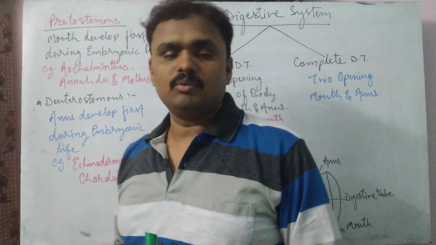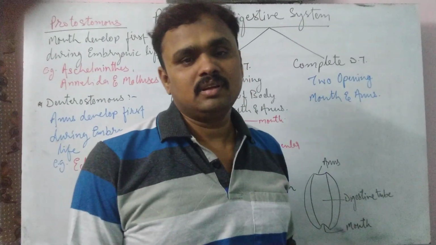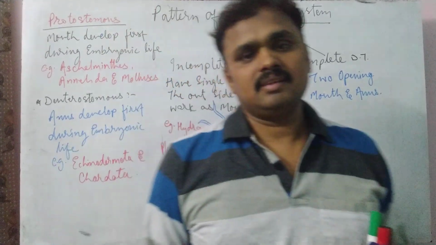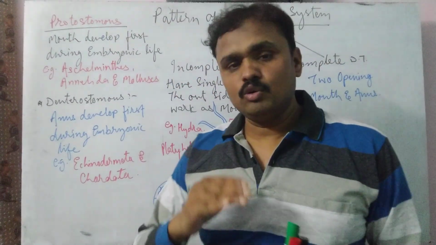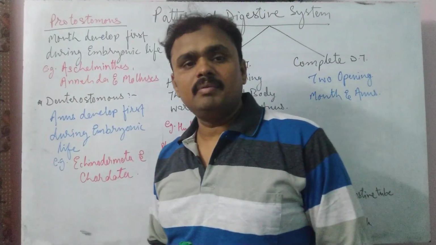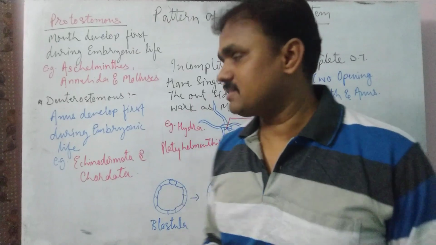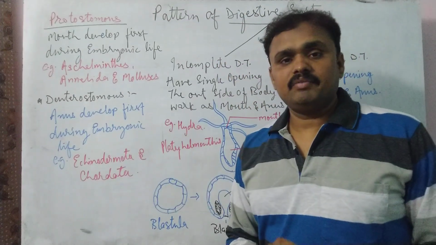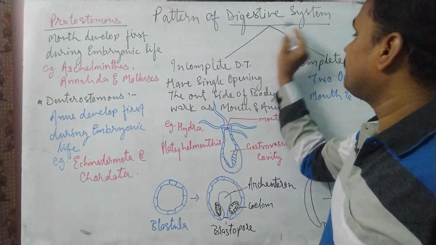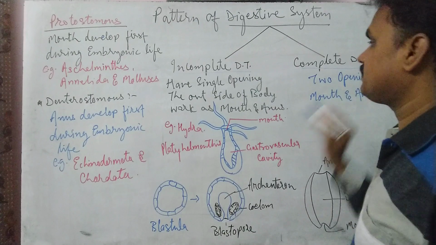So what is required over there? Two things are required: for ingestion, that is the mouth, and for egestion, that is the anus. But unfortunately, as we go through all the phyla from Porifera to Chordata, we will not find that the digestive system is well developed in all the organisms. There are two types of digestive system: we can divide them into incomplete digestive system and complete digestive system.